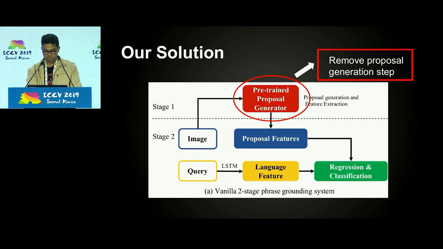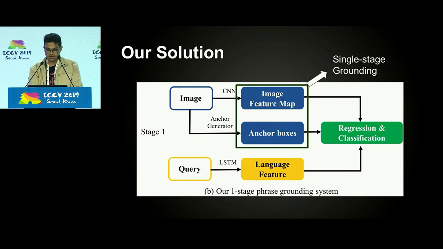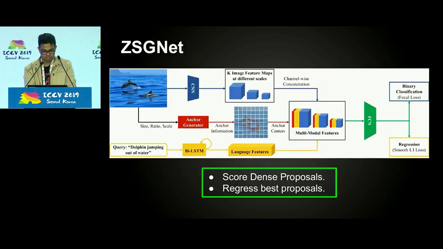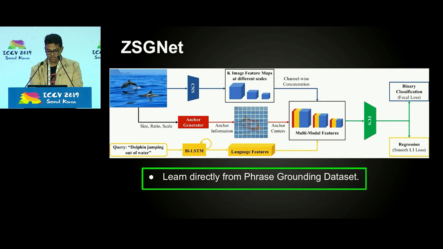So in our proposed solution, we get rid of the explicit object detection stage and instead develop a one-stage grounding system, which we call ZSGNet. Essentially, we score the dense proposals, choose the best proposal for the given query phrase, and finally regress it to a tighter bounding box. Note that our model can learn directly from the grounding dataset, and we don't need any object detection dataset.